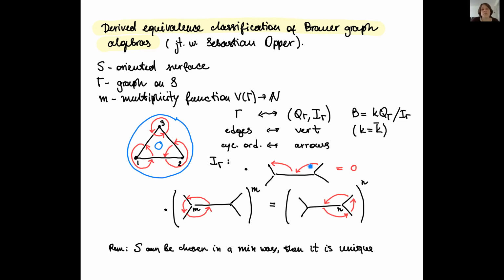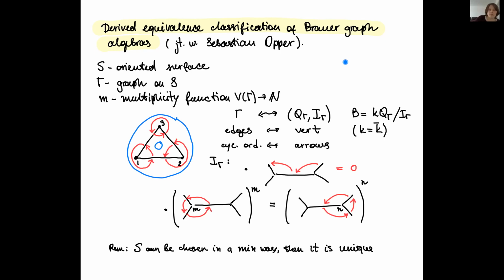Brauer graph algebras have been studied quite a lot, and they coincide with symmetric special biserial algebras. So we know the classification of modules, we know the Auslander-Reiten quiver, and so on. I also want to mention that they originally come from modular representation theory. Blocks with cyclic or dihedral defect group are examples of Brauer graph algebras, and some blocks of Hecke algebras are also examples, and so on.